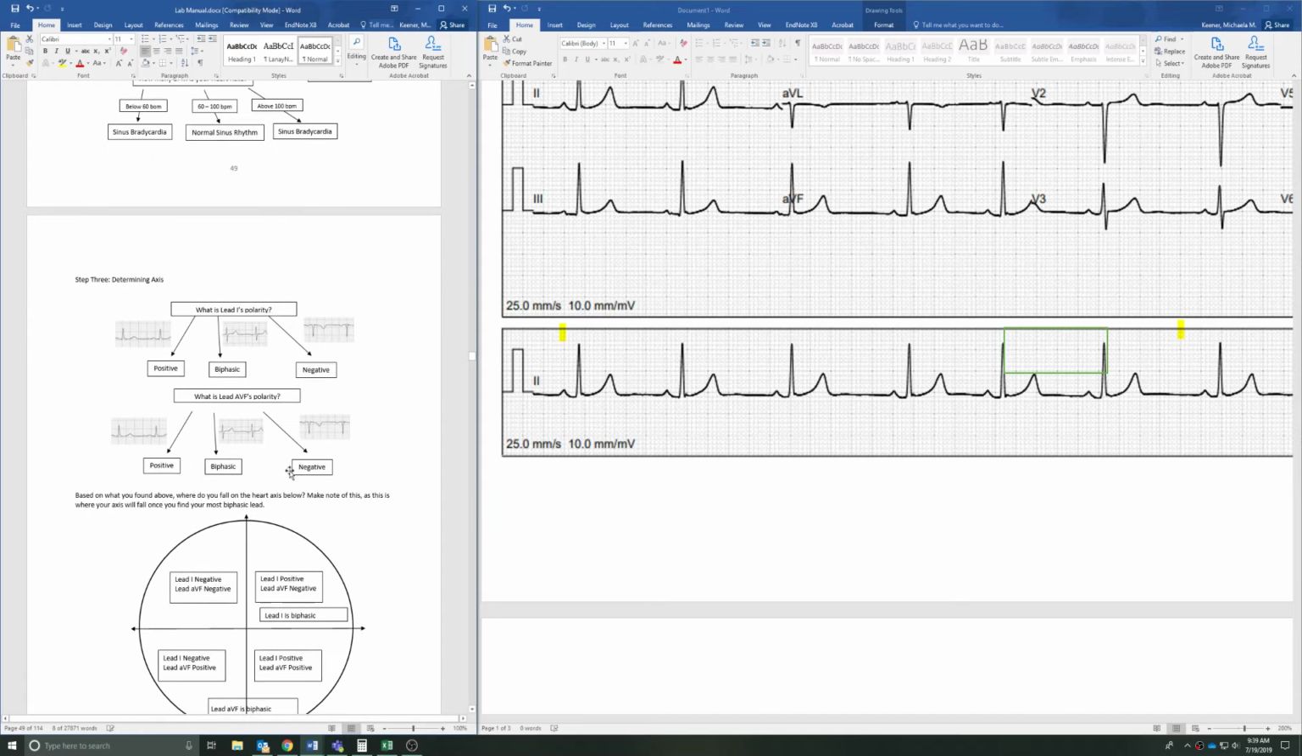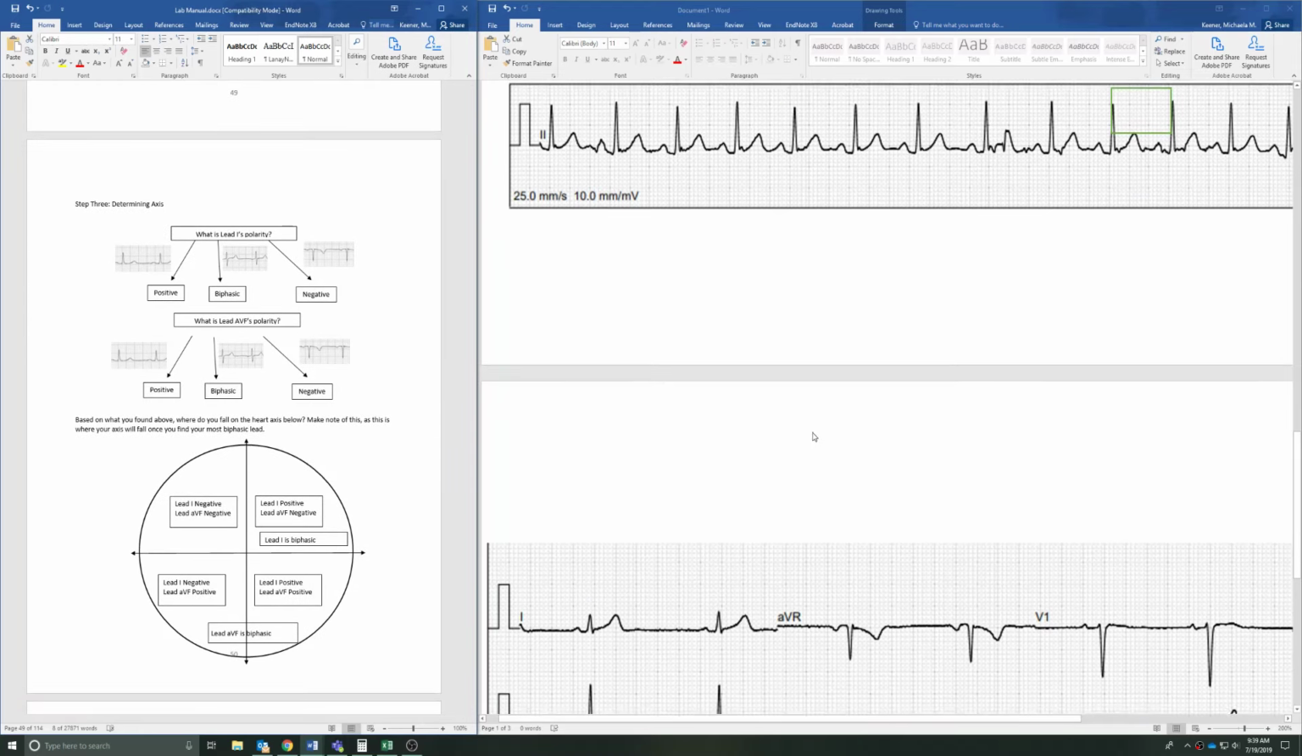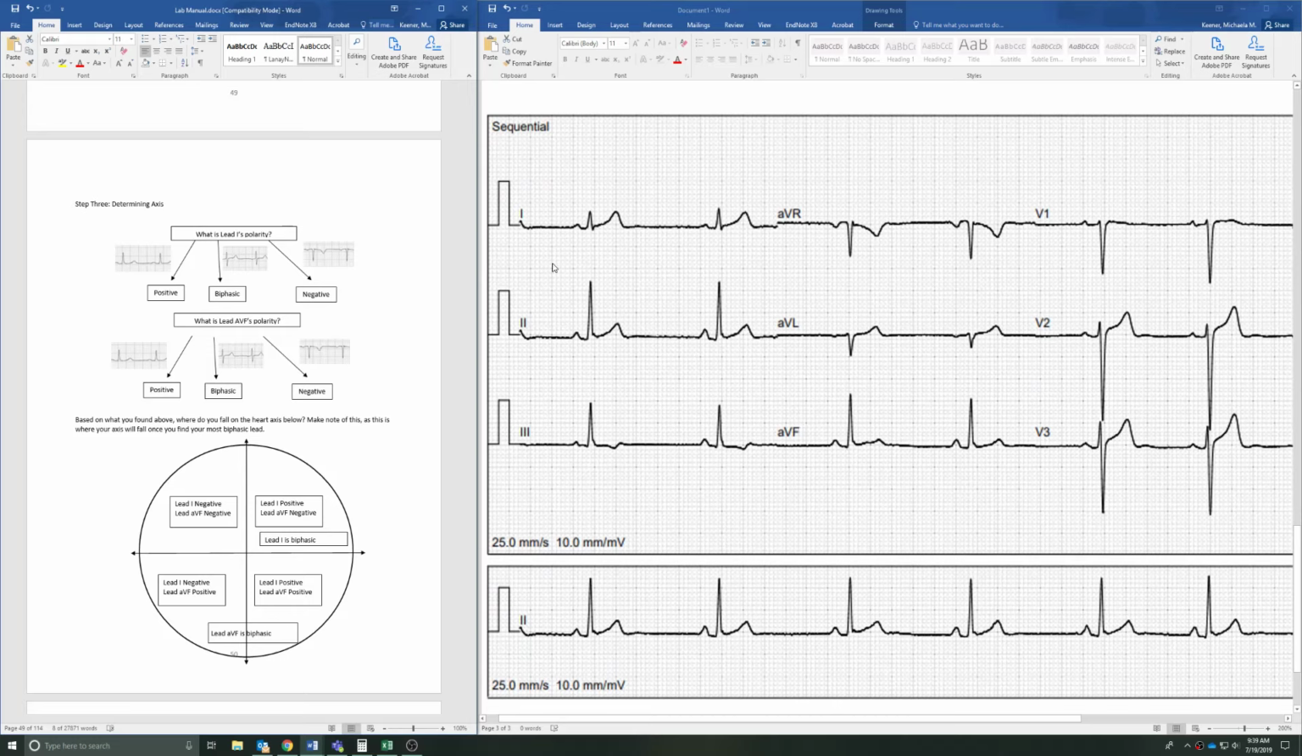Now, step 3 is determining polarity. I'm going to go down to this one to start with. So, what is lead 1's polarity? Is it positive, where there's more of this upward spike? Is it biphasic, where there's a fairly equal up and down spike? Or is it more negative? Here we see that it's more up, and there's almost no down. So when we look at 1, we see that it is positive.